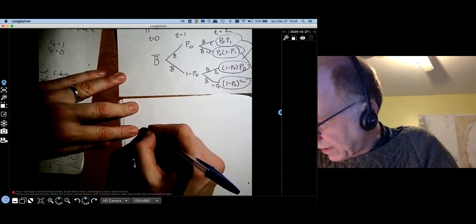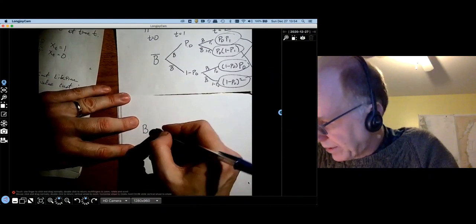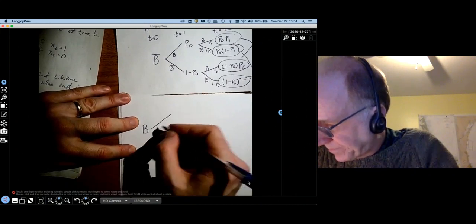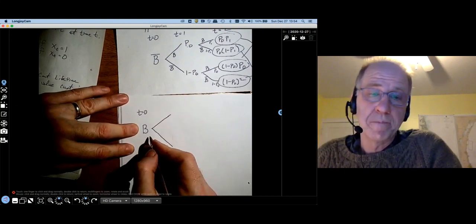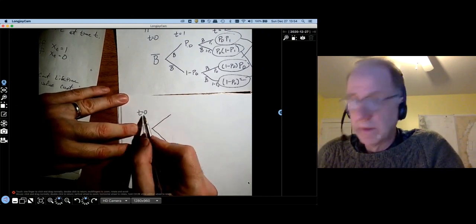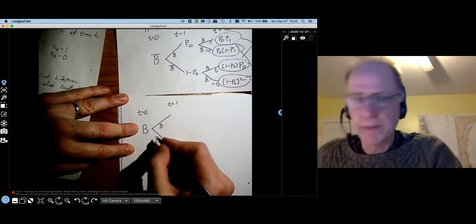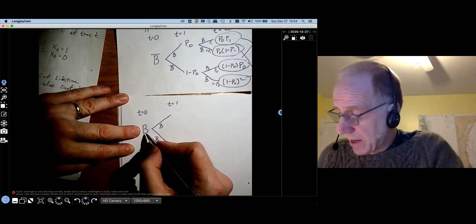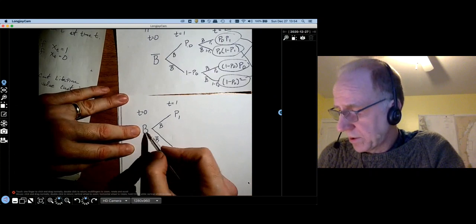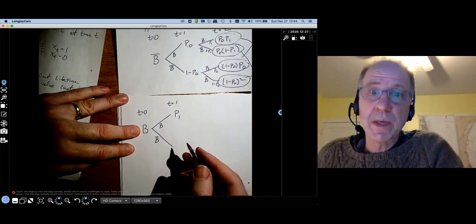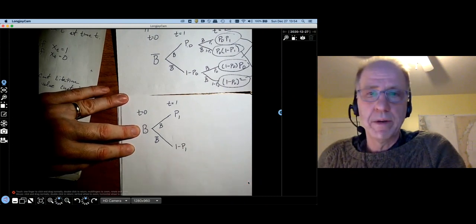Let's do the same thing. I warned you this was going to be tedious. Feel free to jump ahead. But what happens if I start out in the buy state now? So I'm a buyer in period 0. In period 1, there's two things that could happen to me. I either buy or I don't buy. I go up the tree here with probability P1. So I just bought. The chance that I buy again is going to be P1. I'm going to go down with probability 1 minus P1.